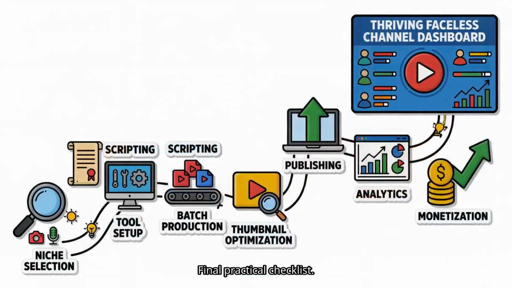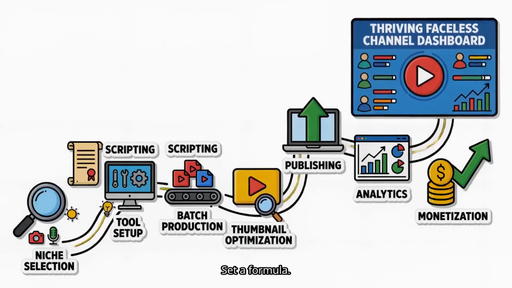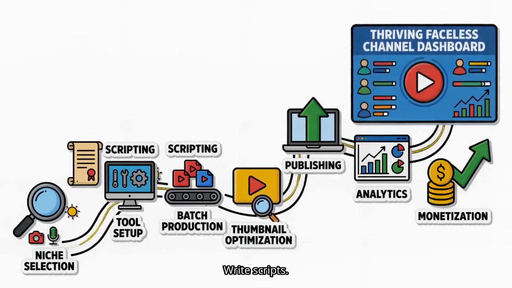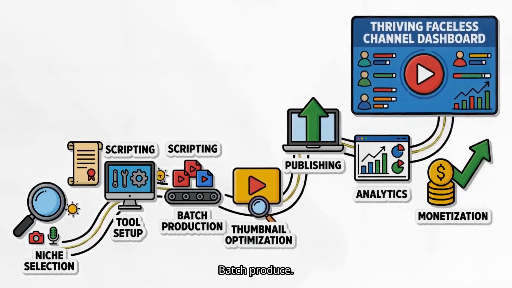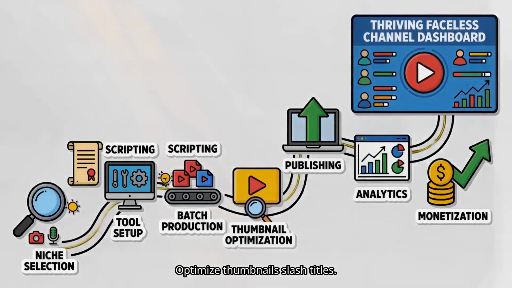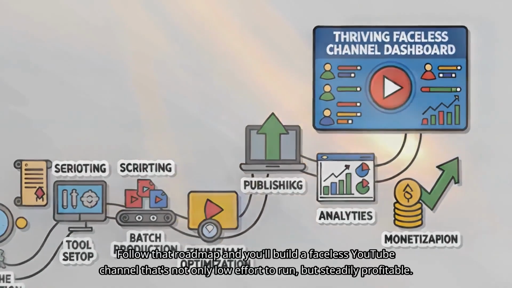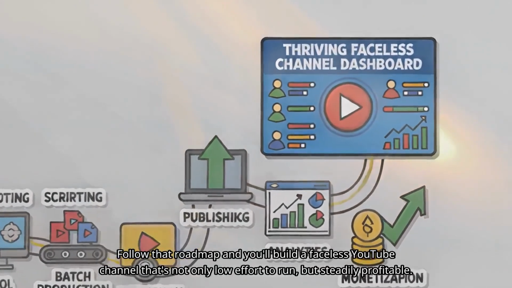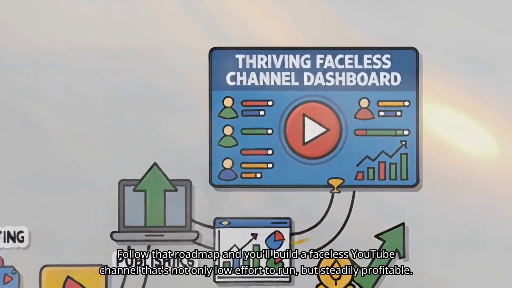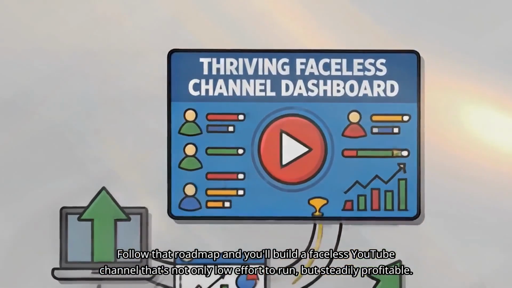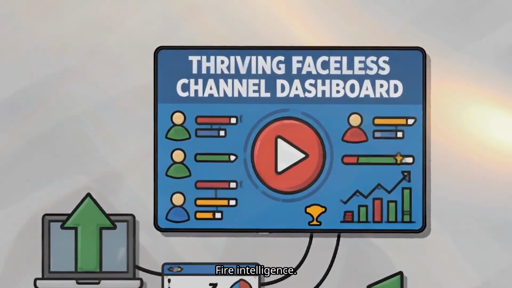Final practical checklist. Choose niche, set a formula, write scripts, pick tools, batch produce, optimize thumbnails and titles, post consistently, monitor metrics, monetize, and scale. Follow that roadmap and you'll build a faceless YouTube channel that's not only low effort to run, but steadily profitable.